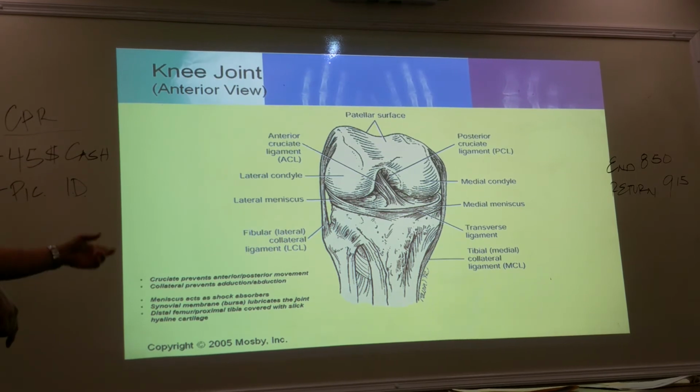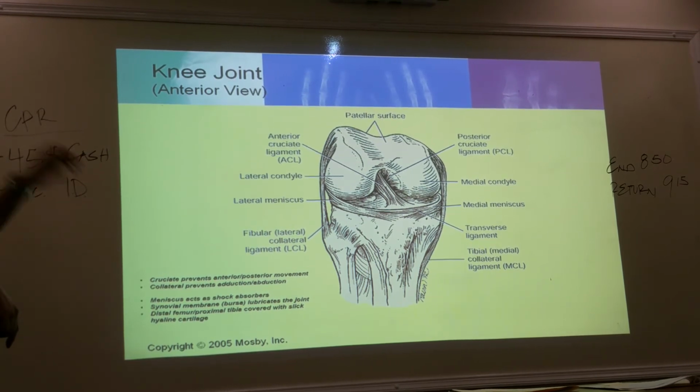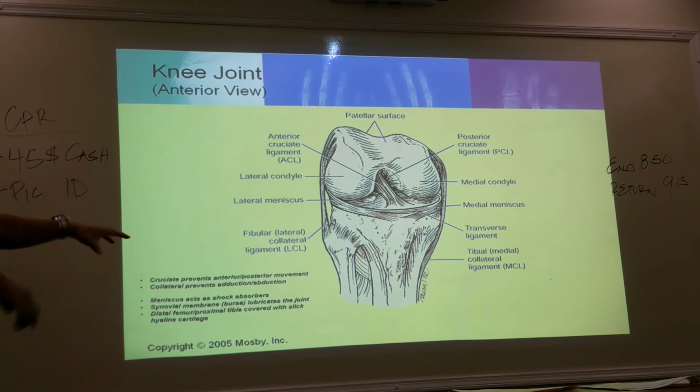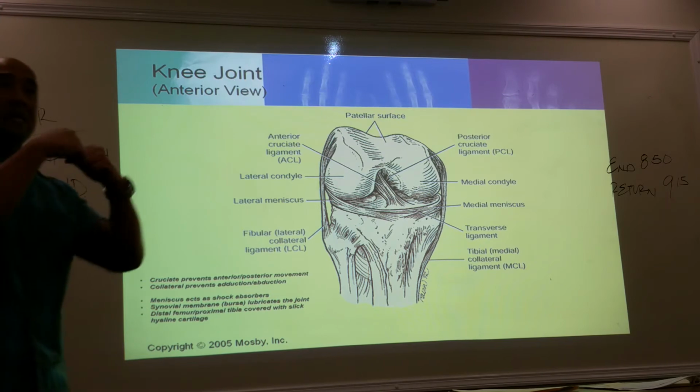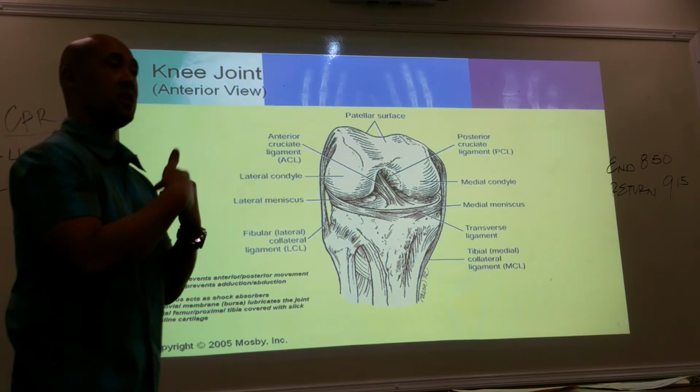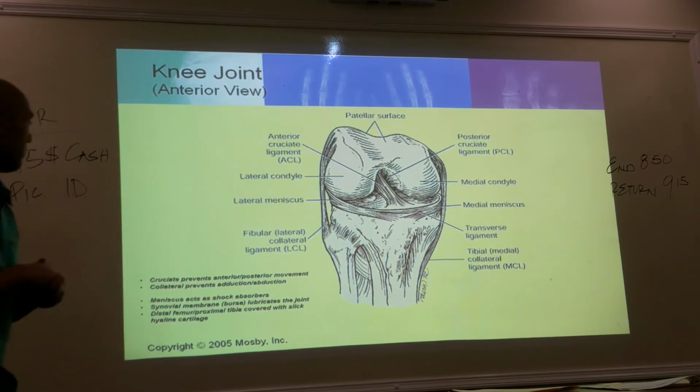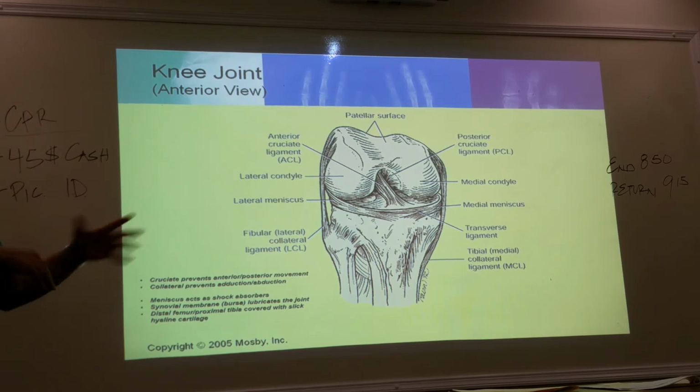All right. So the joint, I wrote down here, it is a synovial joint, meaning that it has a synovial sac that allows for lubrication and free movement of the joint. The synovial membrane lubricates the joint, and the distal femur and proximal tibia are covered with a slick hyaline cartilage to ease movement and prevent friction. Do we have any questions on this page?